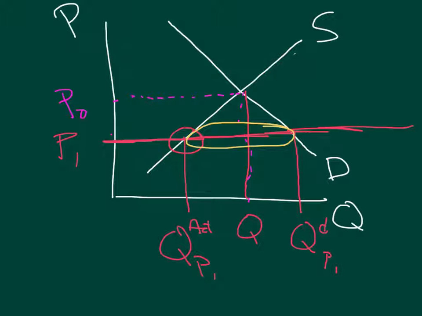This shortage exists because the price is not allowed to go up to what's called a market clearing price. A market clearing price is where supply equals demand. In this case, demand, QD-P1, is higher than supply, Q actual P1, and we have a shortage.